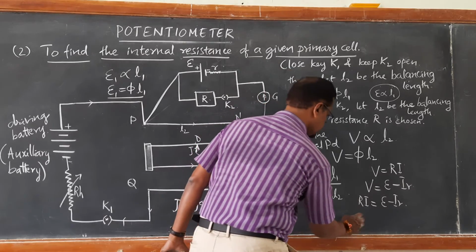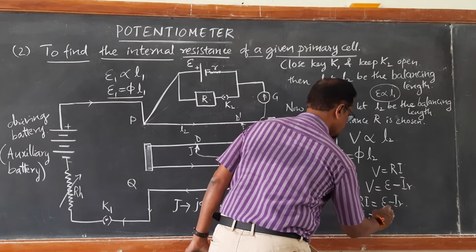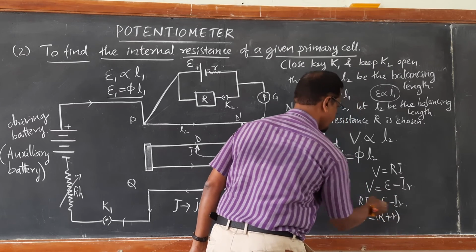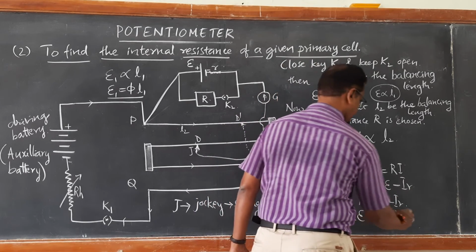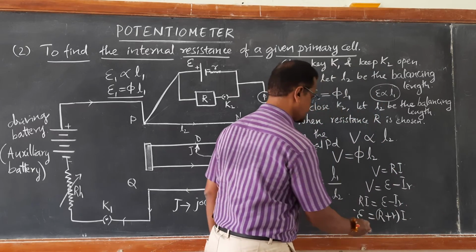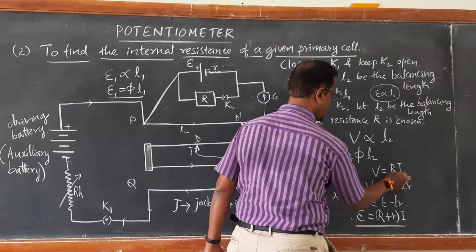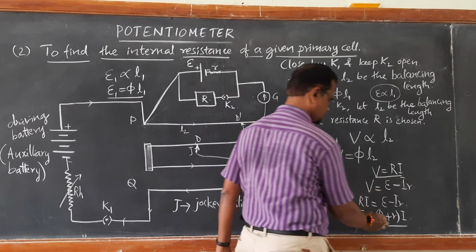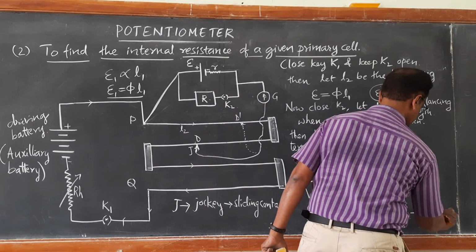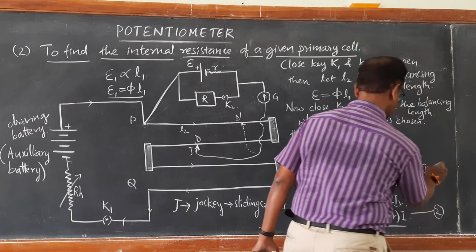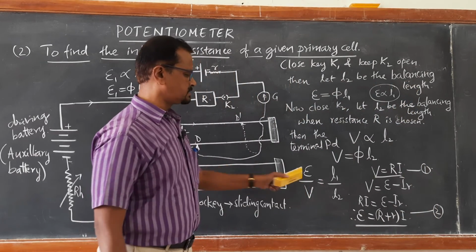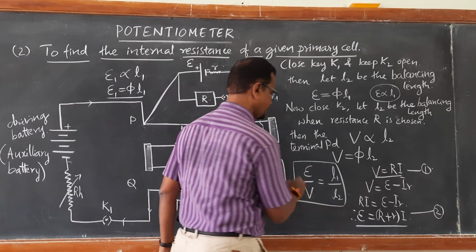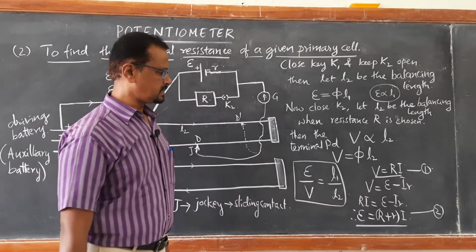Therefore, E is equal to I into bracket, R plus r. If you take this Ir this side, it becomes positive, R plus r into I. So this is the equation for E, and now you see the equation for V. So substitute these values. This is 2, this is 1. Substituting 1 and 2 in this main equation E by V, we get the result for internal resistance r.